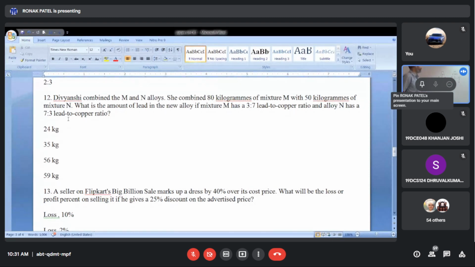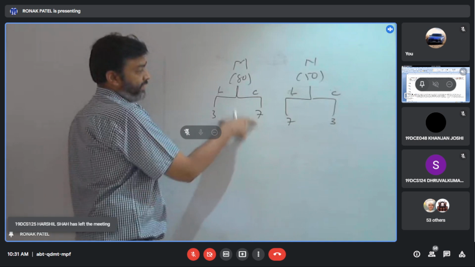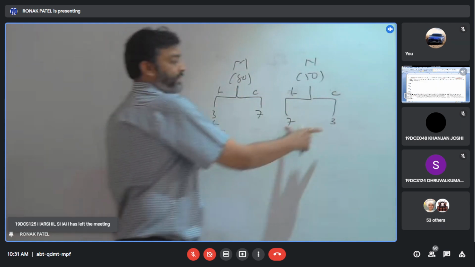So how to solve this amount of the lead in the alloy? So like 80 kilogram we divide in this ratio. So 7 plus 3, 10. The unit is having like 8 kilograms. So lead here is 24. Here also it is 7 plus 3, 10.